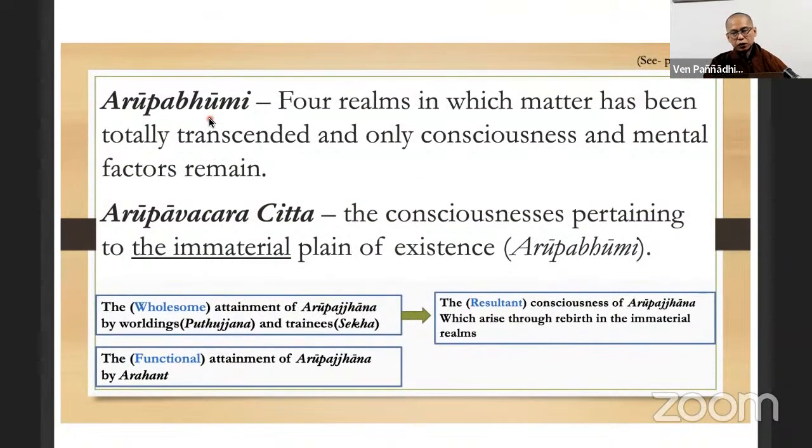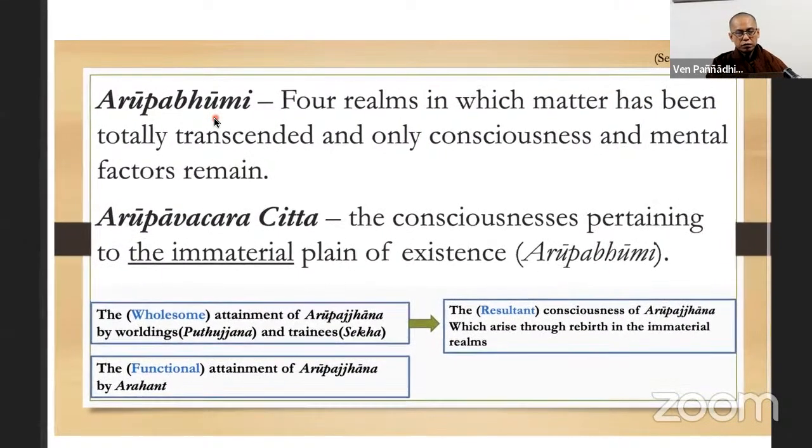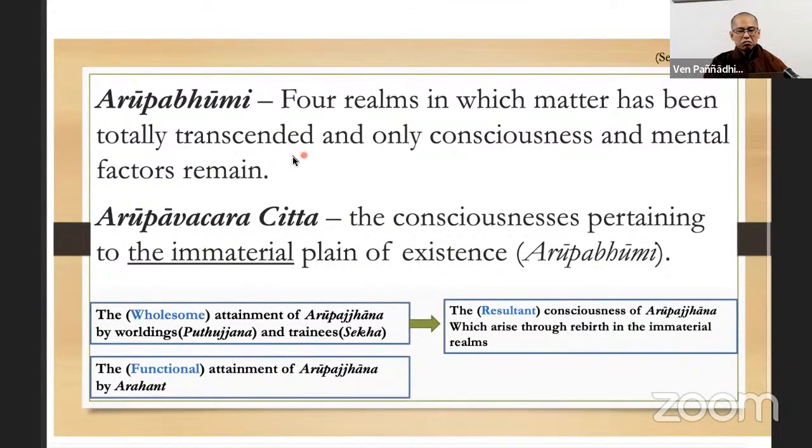Here we have already explained the 4 planes of existence, or 4 realms. In these 4 realms, materiality is totally transcended, no more materiality. So only consciousness and mental factors remain. Consciousness is also mentality. Mental factors and consciousness arise together. Without mental factors, consciousness cannot arise. At least 7 must accompany it. Without consciousness, mental factors cannot arise. They arise together. That's why if we can find consciousness, there must be mental factors arising together.